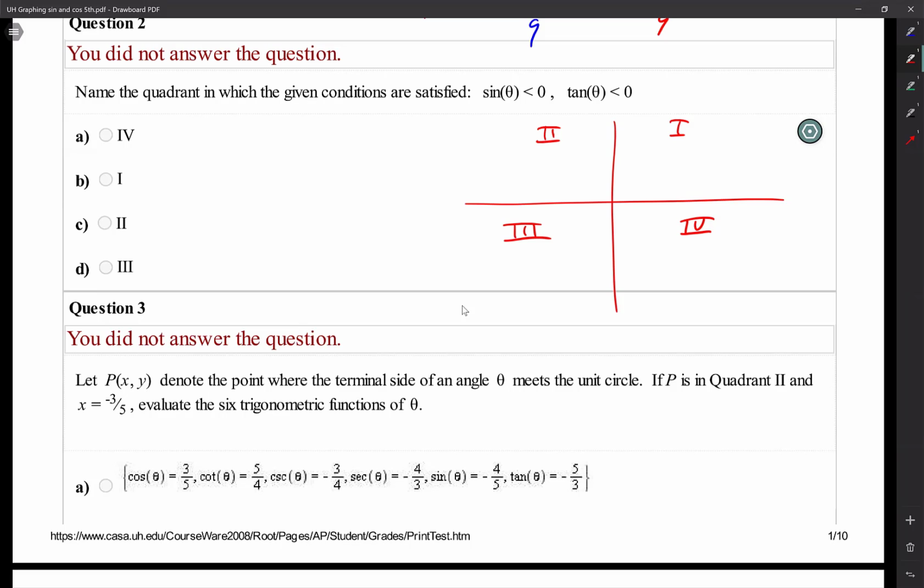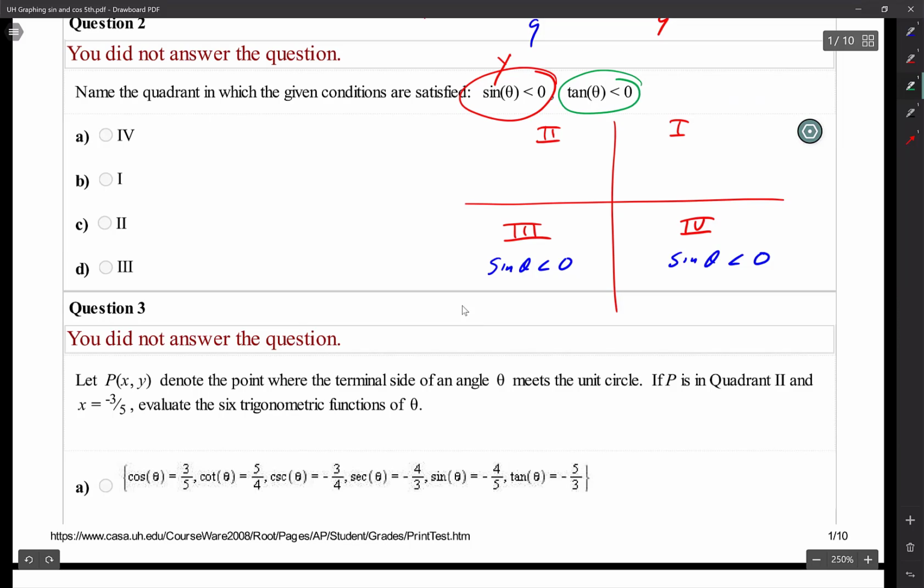So where is sine negative? Remember that sine is like saying the y value. So sine is negative in quadrant 3 and in quadrant 4. So that just means sine less than 0. And then it wants to know where tan is negative. Remember that tan is y divided by x. So that ratio is negative in quadrant 2 because the x is negative and the y is positive. And tan is also negative in quadrant 4 because the y is negative but the x is positive. So which one has both of those? Quadrant 4.